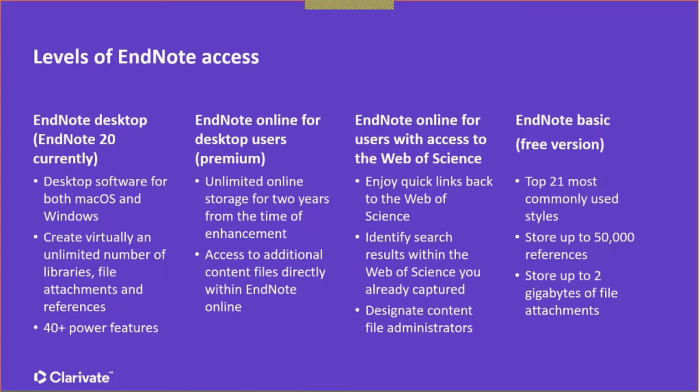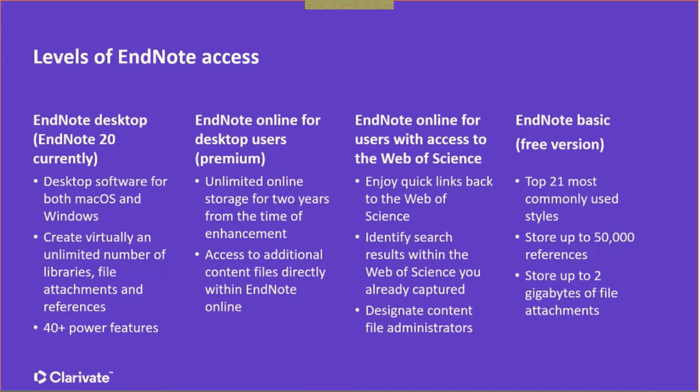In addition to those quick links back to the Web of Science, for any reference that's indexed in the Web of Science, you'll have dynamic times-cited information displayed right in your EndNote online library, so that you can see how influential each piece of literature that's indexed within the Web of Science and stored within your EndNote online library is within a particular field of study.